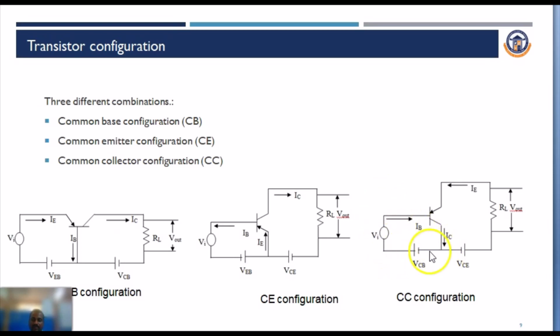So whatever the configuration may be, based upon the terminal which is common for both input and output, we can classify transistor configurations into three: common base CB, common emitter CE, and common collector CC configurations.